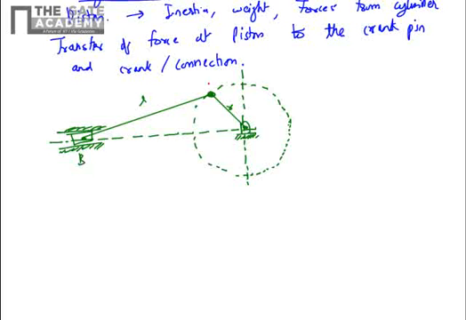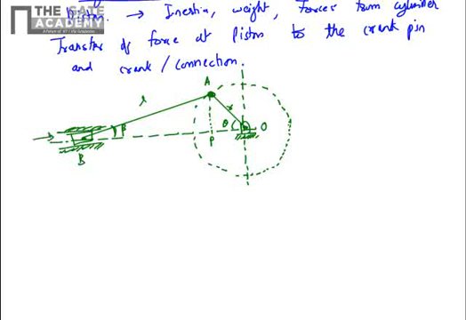This triangle is B, A, O, and draw a perpendicular here. Point coming here is P. This is theta, the angle of the crankshaft, and this is beta, the angle of the connecting rod with respect to horizontal. Now we will introduce forces also in the system.